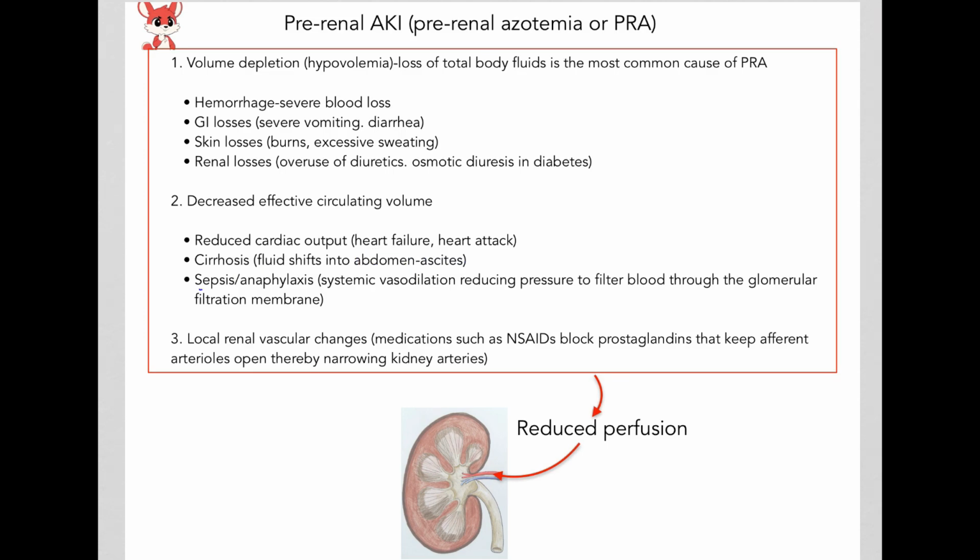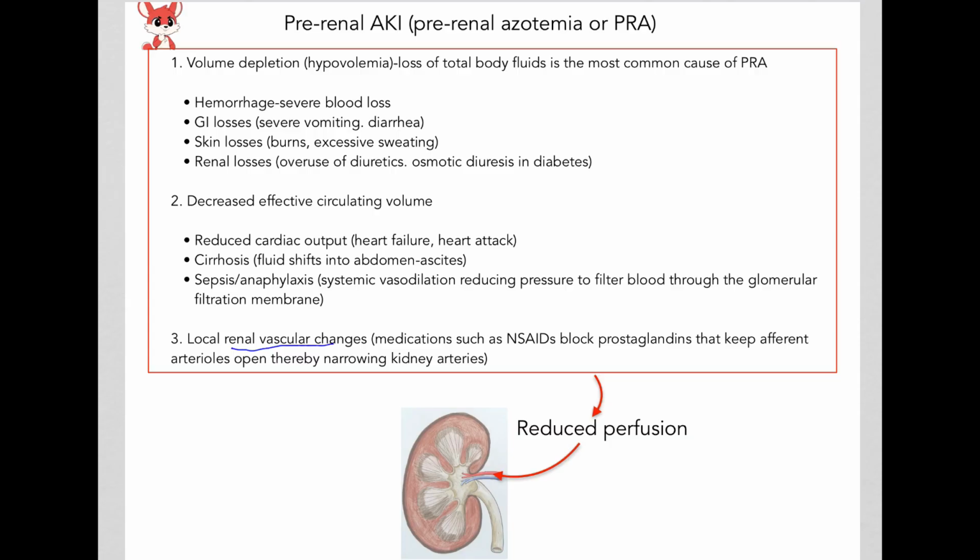In case of sepsis or conditions like anaphylaxis, there is vasodilation all over, systemic vasodilation, and when you increase the blood vessel volume, the size, the pressure decreases. So basically the pressure to filter blood through the glomerular filtration membrane is reduced, and that reduces the filtration of blood, or the GFR in the kidneys.